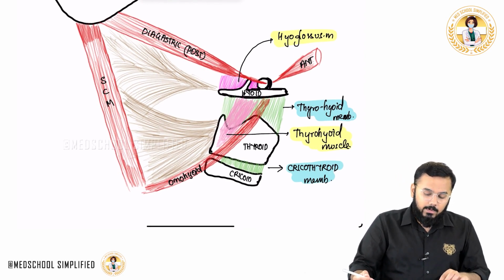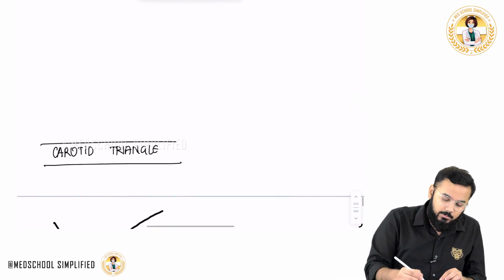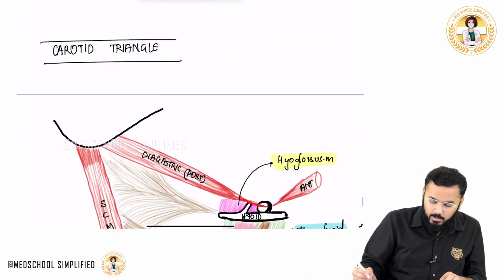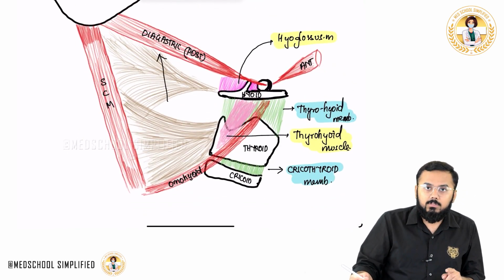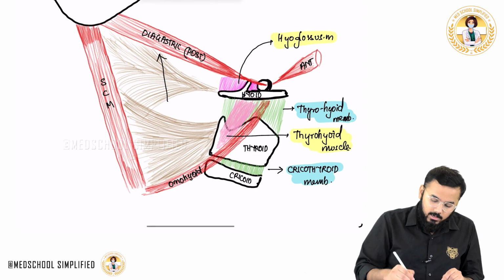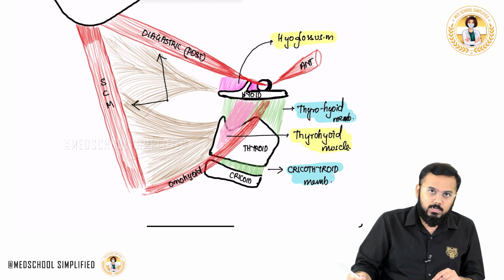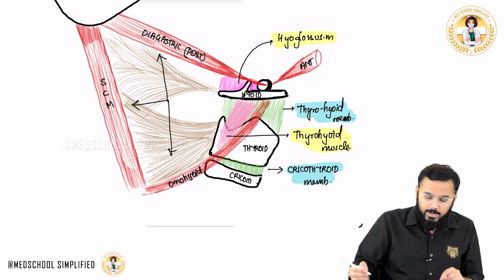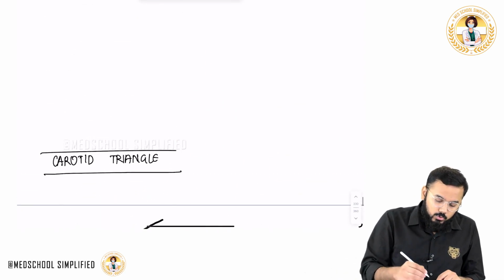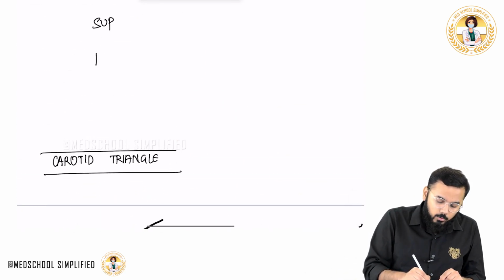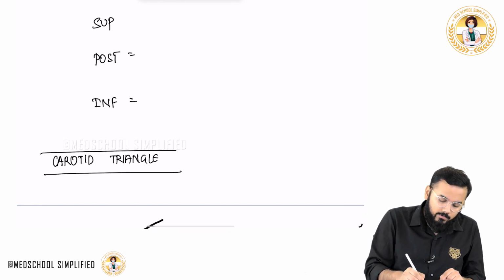Now let me write down what the borders are. How many borders do we have? For example, if I put a line here, this is called the superior border of this triangle. If I put a line here at the back, this is called the posterior side of the triangle, and if I put a line down, this is called the inferior border of the triangle. So superiorly what do you have, posteriorly what do you have, and inferiorly what do you have?